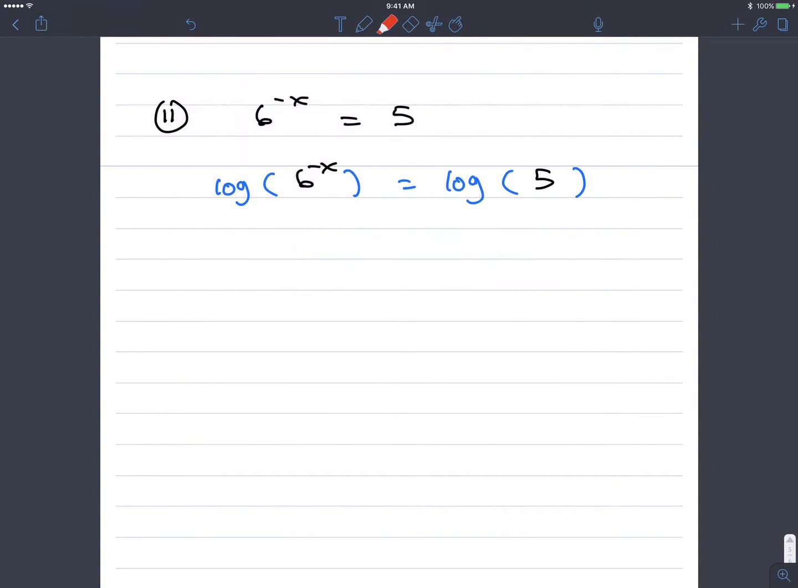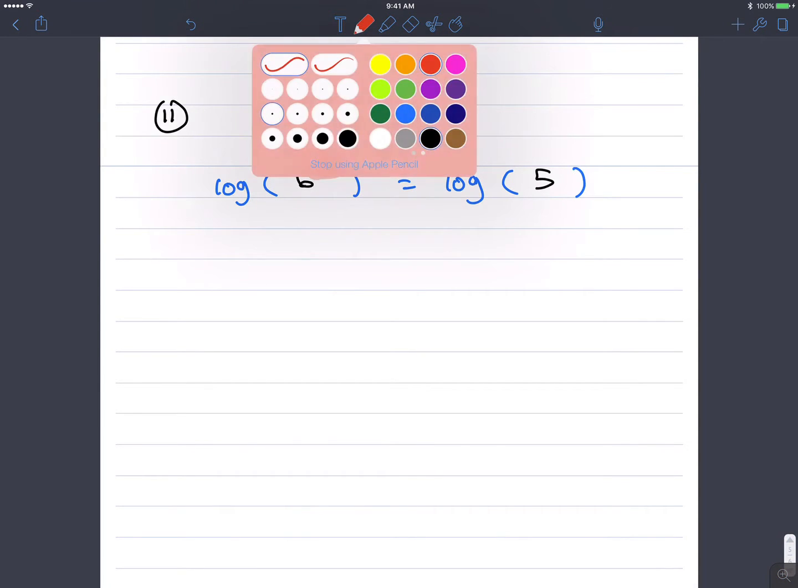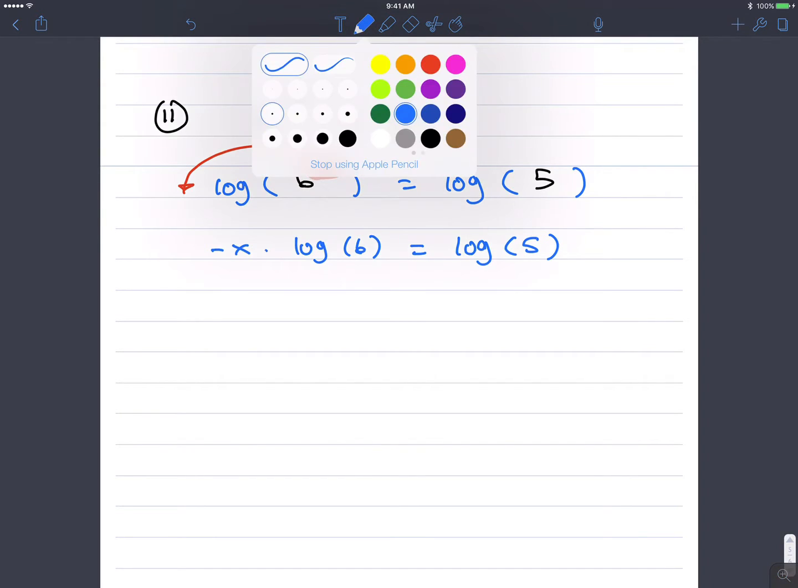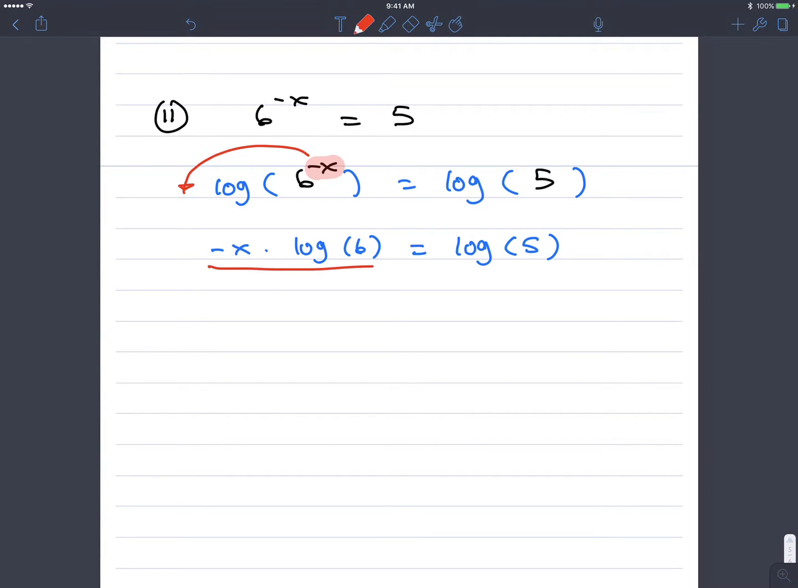Remember this. This power here, by the power rule for logs, can be pulled out, and that's a minus x power. So what you end up with is negative x times log of 6 will be equal to log of 5. Now we're going to actually again solve for that x, and we're going to divide by the number log 6 to both sides. We get our cancellation, and you get negative x equals log 5 divided by log 6.